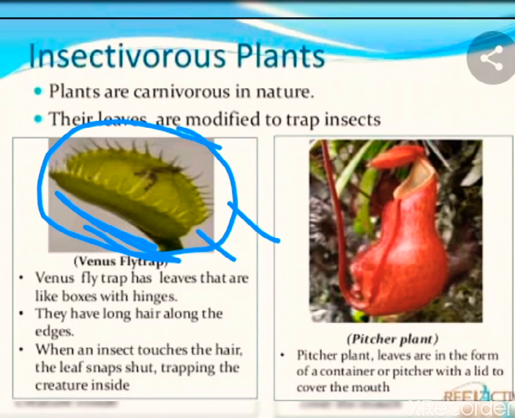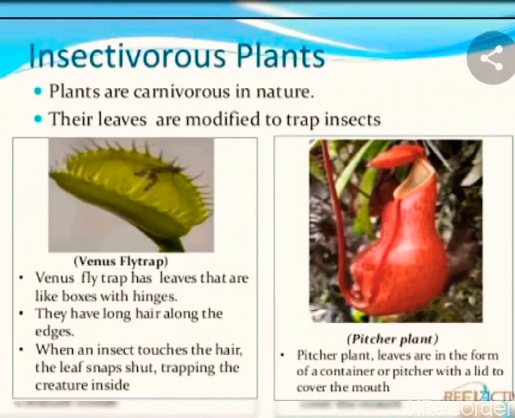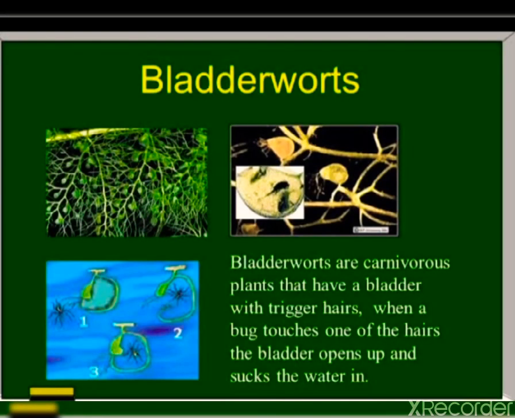Okay, then we will be talking about one more insectivorous plant, and that is the bladderwort. Now what is bladderwort? It belongs to the genus Utricularia. The leaves of the bladderwort plants are highly segmented. Some of the segments are modified into tiny bladder-like structures to trap the insect, holding the insect inside.